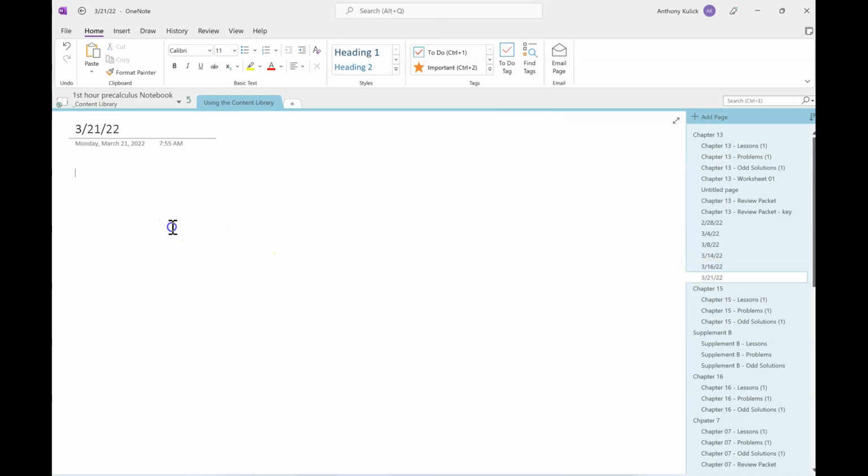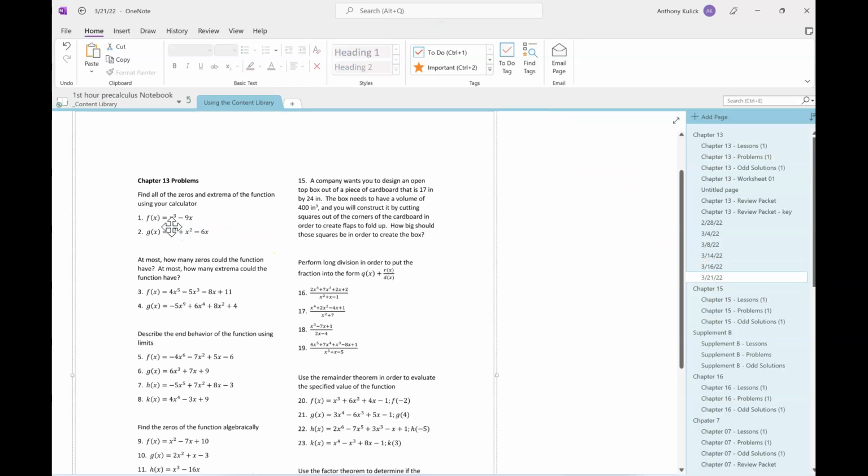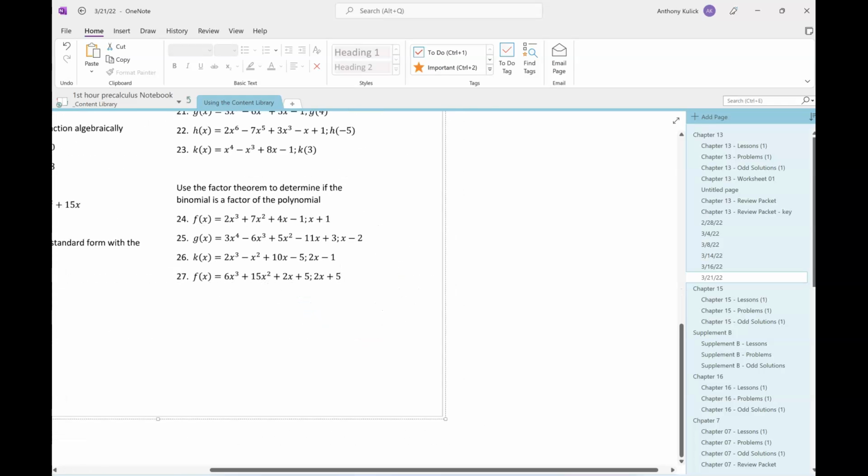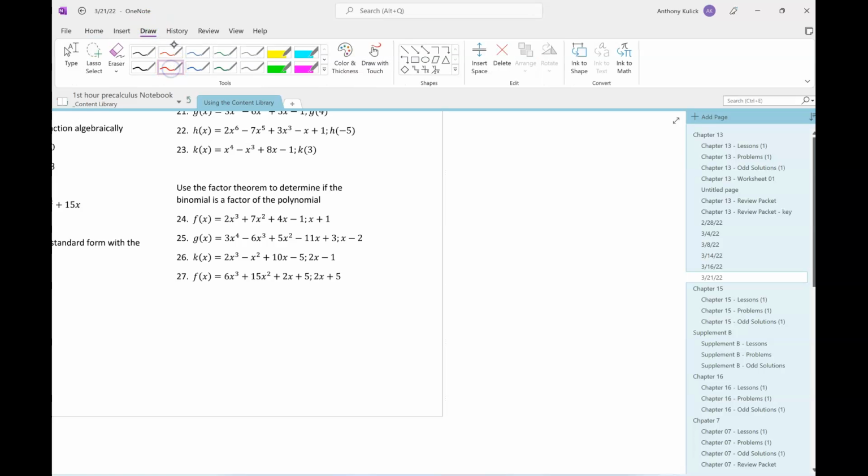24, you say? Sure. Okay. So it says to use the factor theorem to determine if the binomial is a factor. So all we're going to do, since this is monic, is the synthetic division on this.